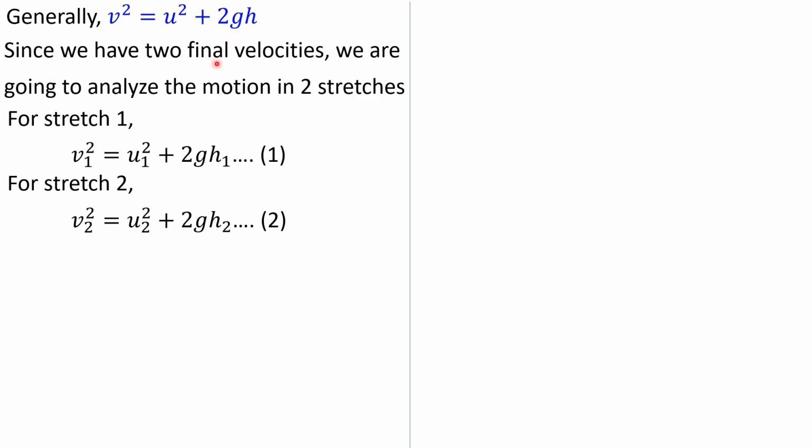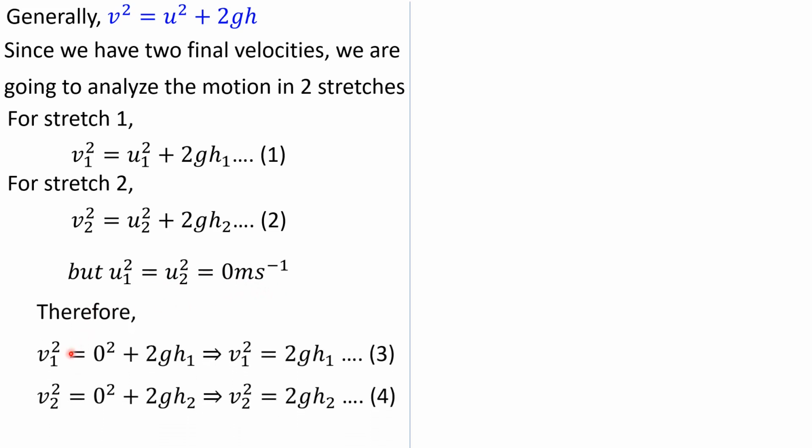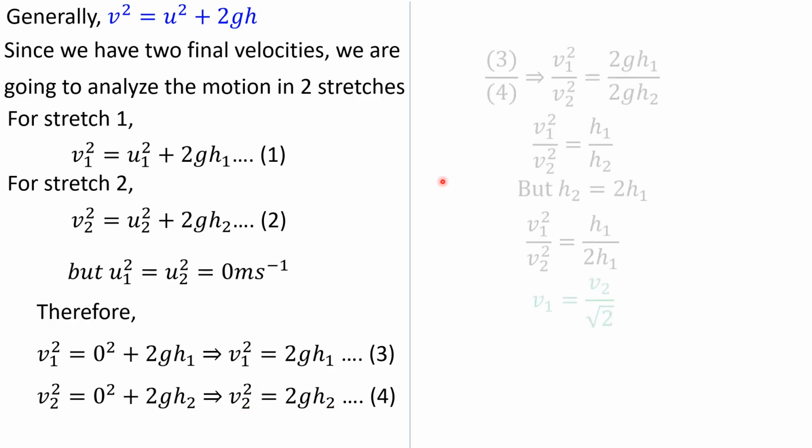So since we're given two velocities, we are going to analyze our motion in two stretches. For the first stretch of motion, v1 squared is equal to u1 squared plus 2gh1, and for the second stretch of motion, v2 squared is equal to u2 squared plus 2gh2. Remember that u1 squared is equal to u2 squared and is equal to 0 meter per second since the object was dropped from rest, and hence we obtain v1 squared equal to 2gh1 and v2 squared equal to 2gh2.